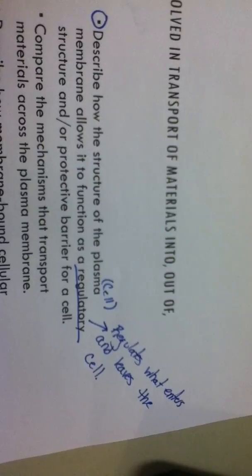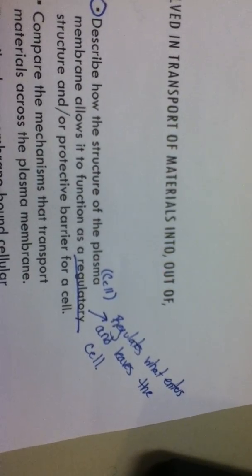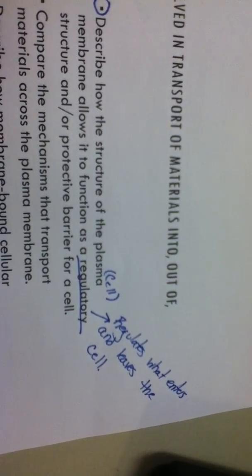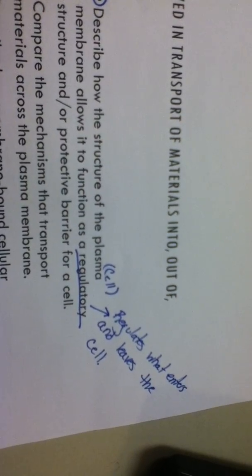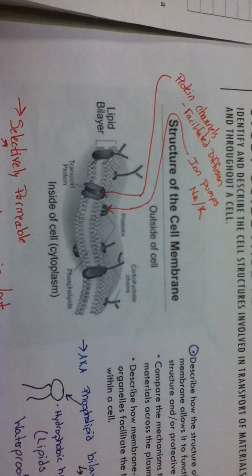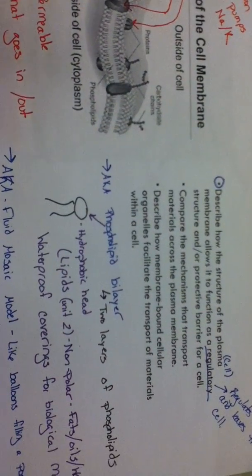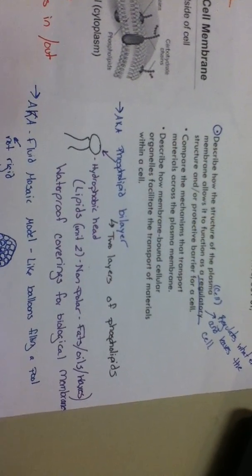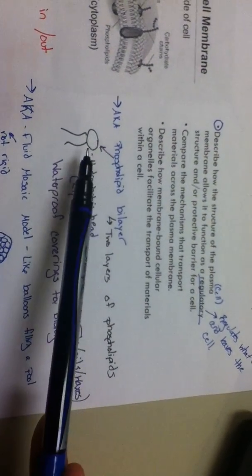And regulatory basically means that it regulates what enters and leaves the cell. So we know that that's the job of the cell membrane. Okay, a few nicknames that the cell membrane has. Sometimes it's called the phospholipid bilayer because it is made up of two layers of phospholipids, kind of like a sandwich. This is a phospholipid.